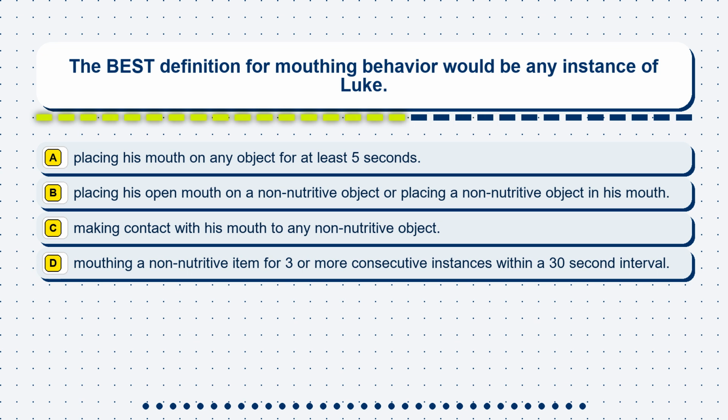Option B, placing his open mouth on a non-nutritive object or placing a non-nutritive object in his mouth. Option C, making contact with his mouth to any non-nutritive object. Option D, mouthing a non-nutritive item for 3 or more consecutive instances within a 30-second interval.